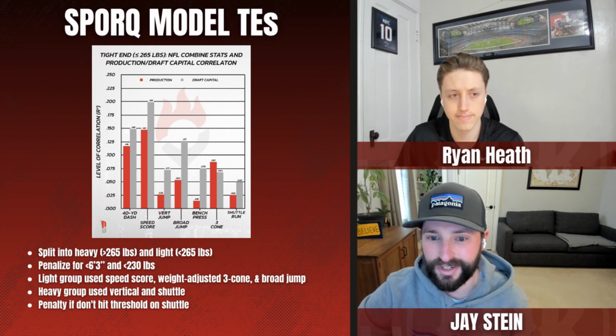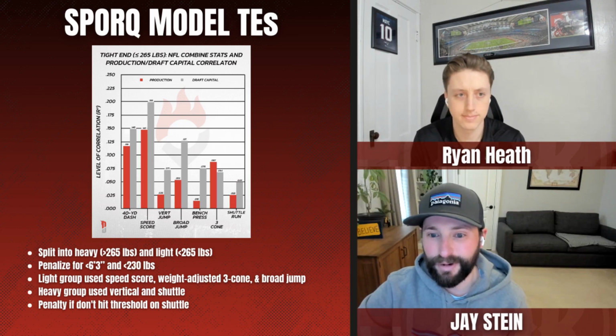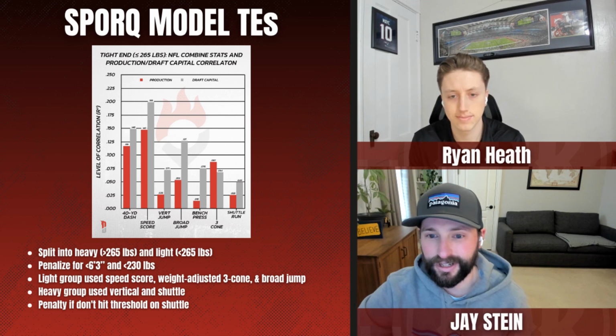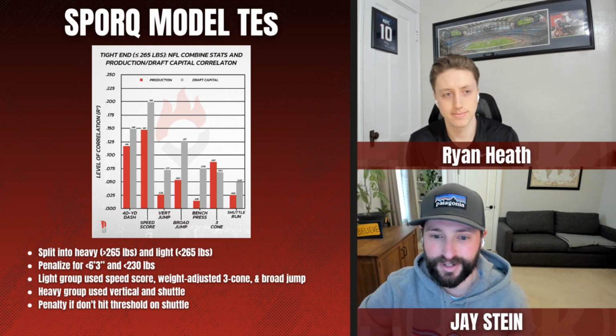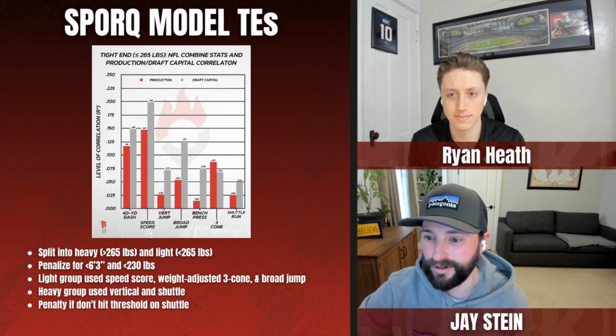A lot higher bars here on the scale. The bars are going up higher, and then the reds are almost as high as the draft capital piece as well. So, just sort of, what are your thoughts here on the tight end model, and what are some of the considerations you had?